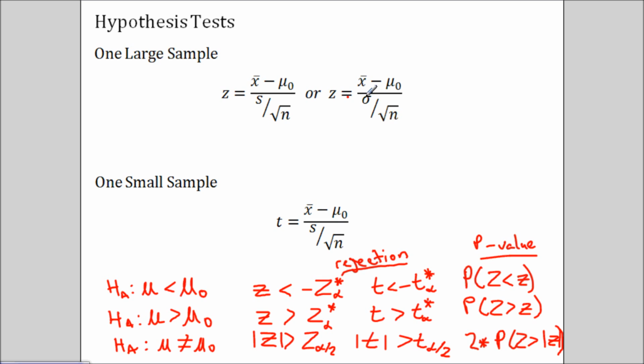Now, if we have one small sample, we use the exact same formula. The sample mean minus the assumed mean under the null hypothesis divided by the sample standard deviation divided by the square root of n. We just call it t and we compare it to a different critical value. These are exactly the same formulas for one sample. So whether it's more than 30 or less than 30, we use the same formula. It's just what we compare it to that will be different. We have different criteria for rejection, and we label this test statistic differently just to remind ourselves to use those appropriate rejection criteria.